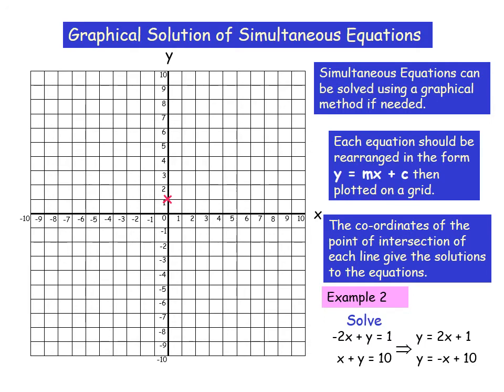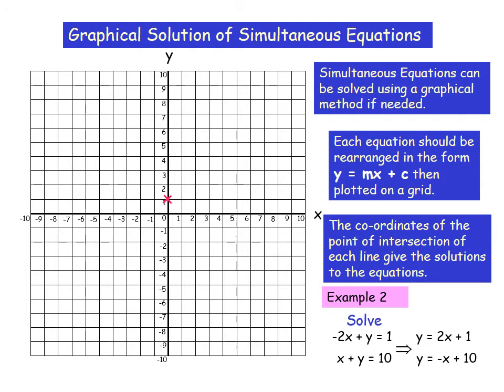Which is 0. So y is equal to 0 plus 1. 0 plus 1 is the same as 1. So we have 0 and 1. So where do we find 0 and 1? At place x is equal to 0, which is the y-axis, and then the value of y is what? Is 1. So we put the point at 1 there.